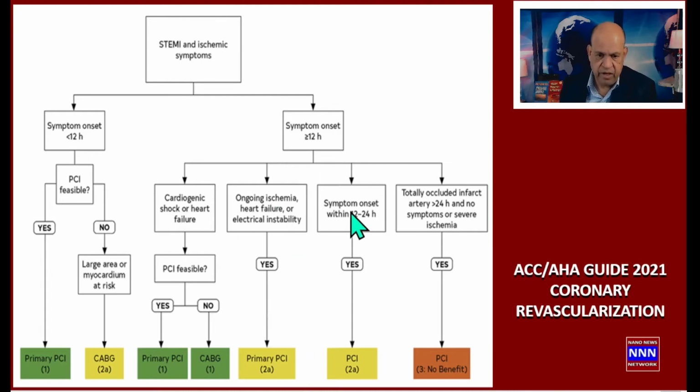It's not said here, but anyway. Symptom onset between 12 to 24 hours, if the patient is still having symptoms, we can consider PCI. For totally occluded CTO vessels supplying the area of the acute myocardial infarction, where it's been greater than 24 hours, just sit and wait. Let the myocardial infarction settle down, bring these patients for stress evaluation and decide what needs to be done.